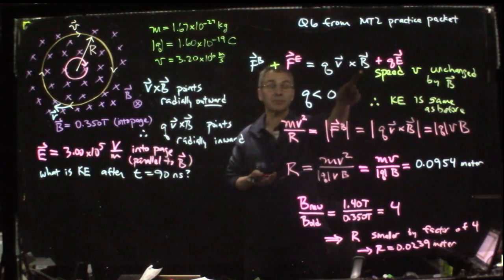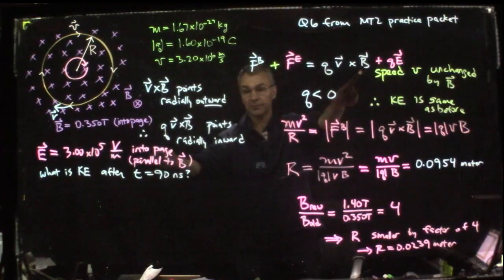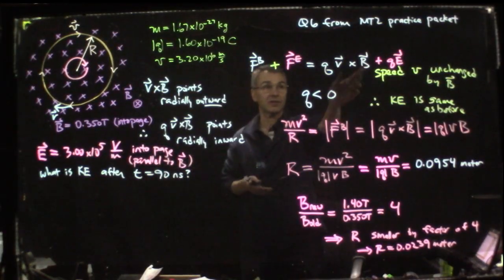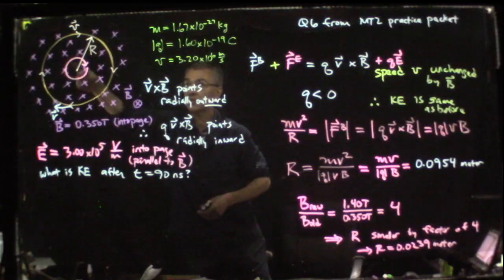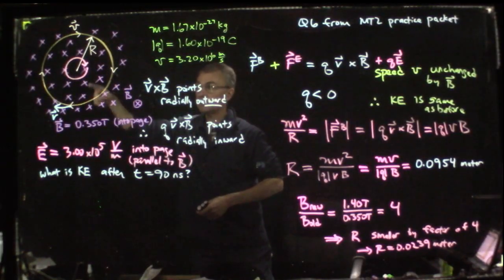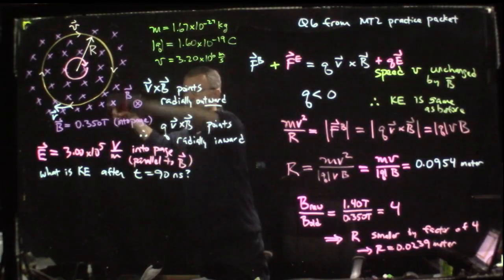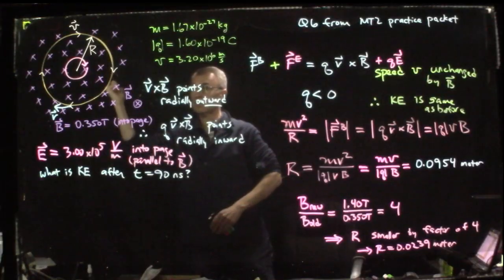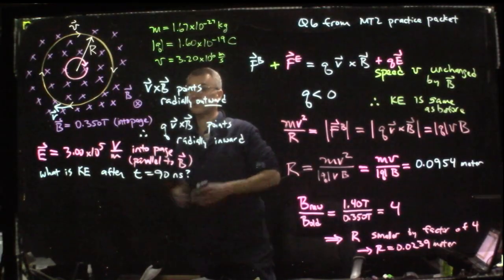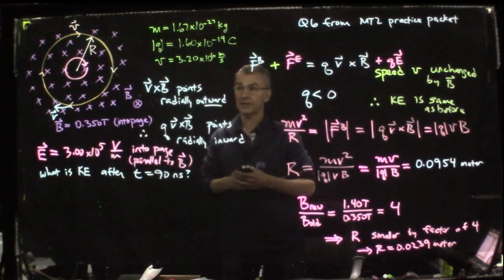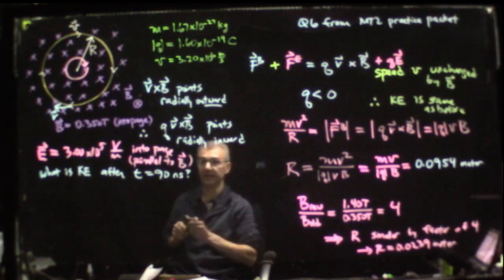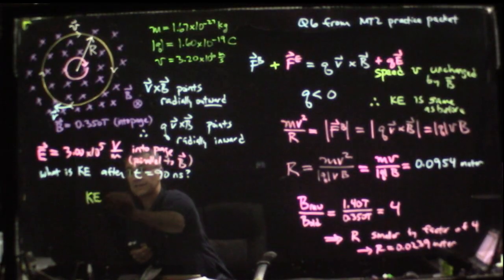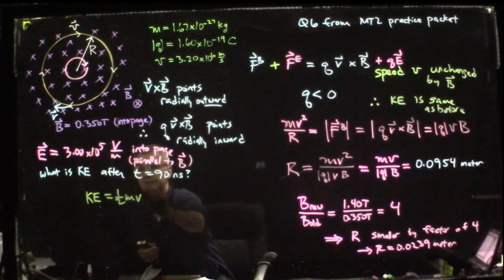So gaining a velocity component which is parallel to the magnetic field but in the opposite direction is not going to contribute to this QV cross B cross product. So actually what's going to happen is this circle is going to turn into a helix. It'll have the same radius in this plane of the board, but it's also going to be accelerating out of the plane of the board. So then the kinetic energy can be written like here, KE equals 1/2 mv squared.